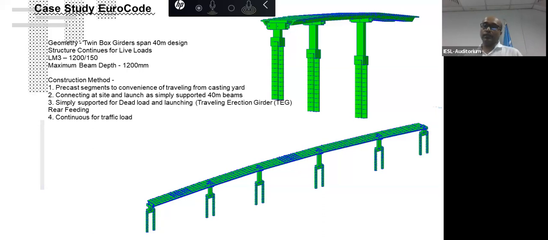Then our structure was continuous for live loads. At the launching stage, it is simply supported. But after launching, we have to do some top tensioning over the piers or the supports, and finally end up with a continuous structure. This structure is continuous only for live load because we are not propping after launching. So all dead load deformation happened before doing that post tensioning. That post tensioning only contributes to the live load of the structure.